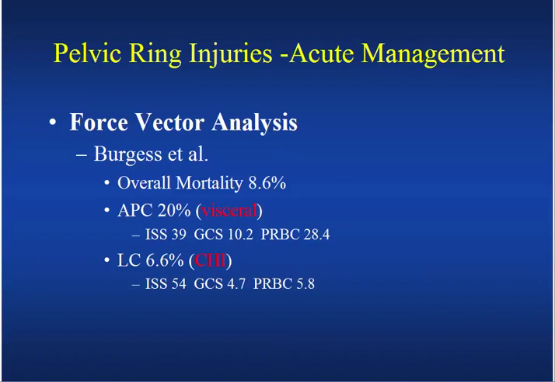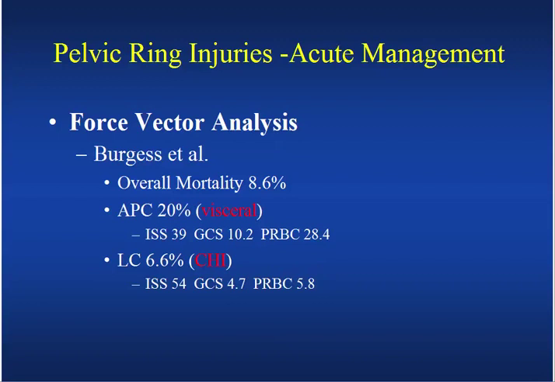The force vector analysis that Dr. Burgess described really has been shown to be very useful in predicting mortality, blood requirement for these patients, as well as associated injuries. You see that patients that have an anterior-posterior compression injury were shown to have a blood requirement during resuscitation of 28 units. So these are the ones that will have significant intrapelvic bleeding. The Glasgow Coma Scale in those patients is 10. In lateral compression injuries, the blood requirement is much less. So these patients aren't typically acutely bleeding from their pelvic ring injuries. However, notice that the Glasgow Coma Scale in the patients that Burgess reported was very low.